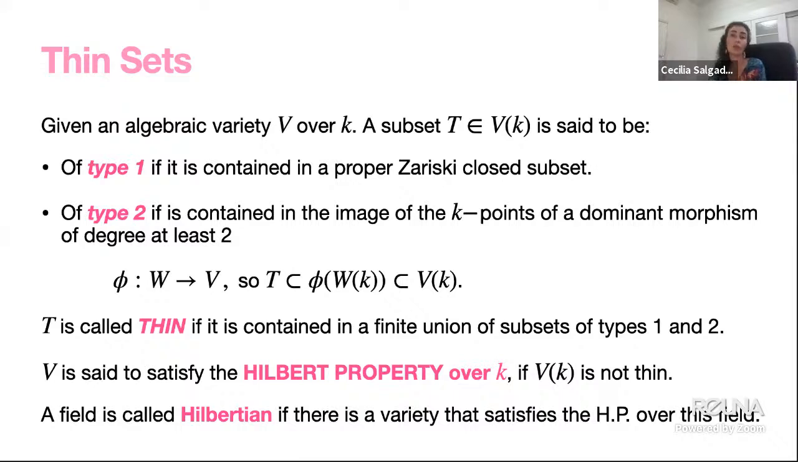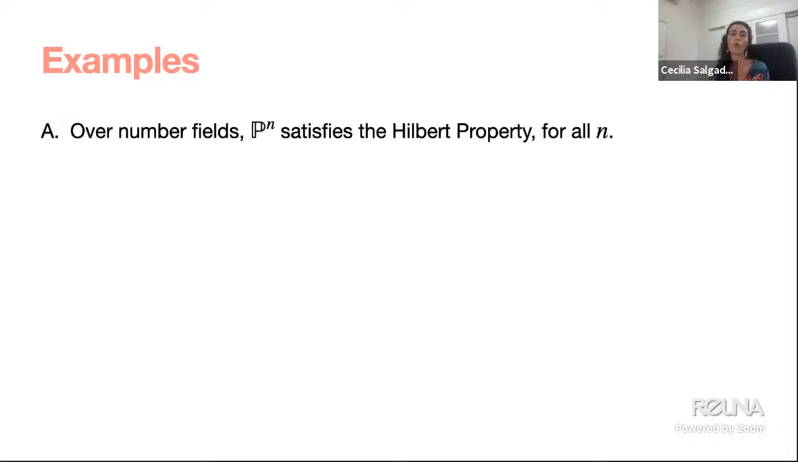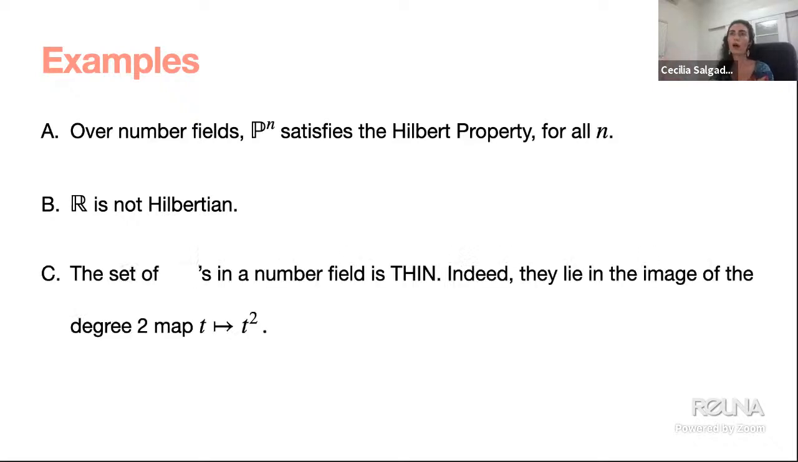So maybe this is new to you, maybe it's not, but in case this is new, let me give you a few examples. Number fields are Hilbertian fields. So Pn satisfies the Hilbert property. Local fields are not Hilbertian. So R is not Hilbertian. The p-adics are not Hilbertian. The set of squares in a number field is a thin set. It's clear because here you can take the map from P1 to P1, T to T squared, and the set of squares lies in its image. The set of any powers that you might like is a thin set.